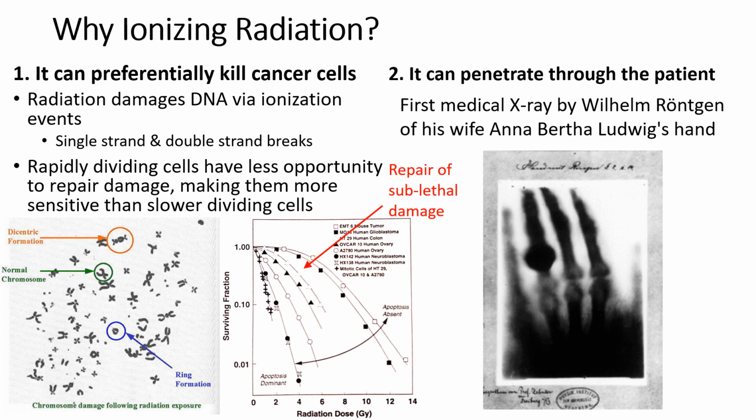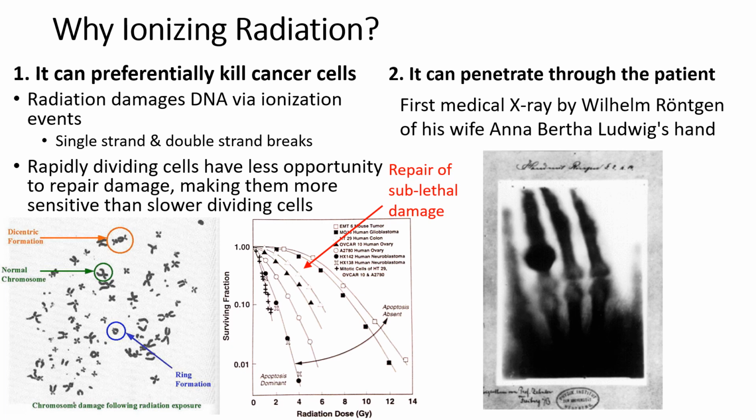The other reason that we use ionizing radiation is that it can penetrate through the patient. This image here is basically the first medical X-ray, taken by Wilhelm Röntgen of his wife's hand, right? And so these X-rays, as we know, can travel through the body. And so that allows us to treat something without an invasive procedure, by the X-rays penetrating into the patient.